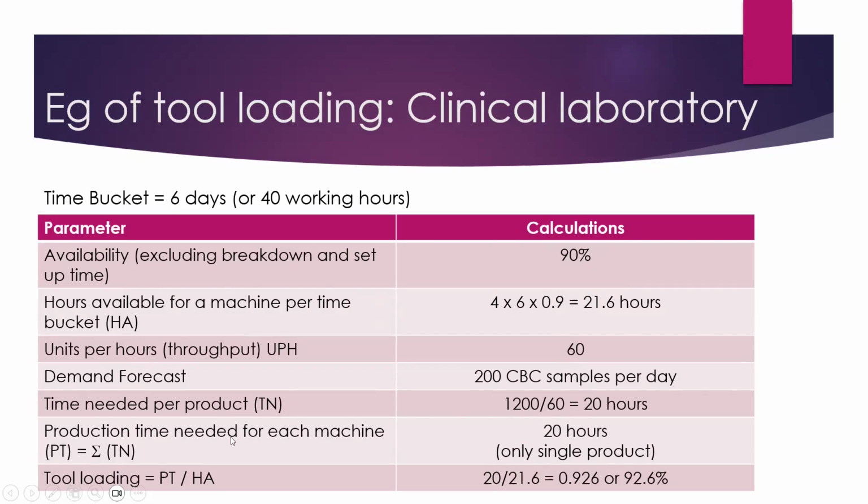So production time needed for each machine is 20 hours, because here there is a single product, only the CBC test. So tool loading in this case: we need 20 hours to fulfill the demand, but we have the availability of 21.6 hours. So tool loading is 92.6% in this case.